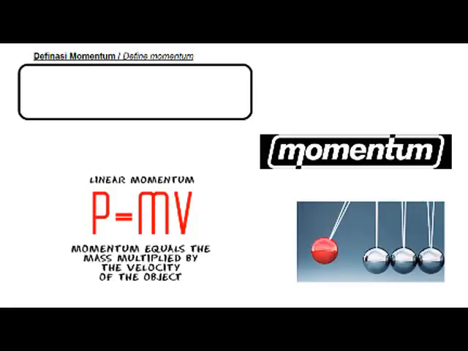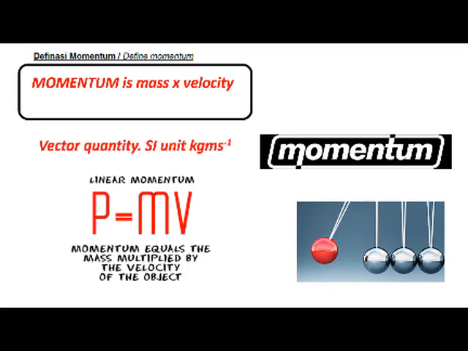Let's look at the definition of momentum. Momentum is defined as mass times velocity, the product of mass and velocity. Momentum is a vector quantity, so the direction of momentum depends on the direction of the velocity. The SI unit is kilogram meter per second.